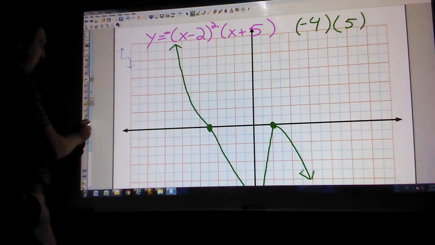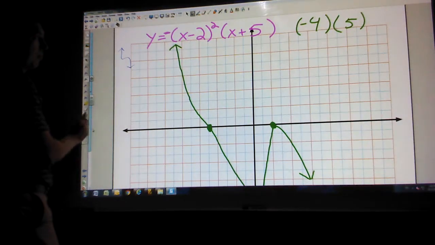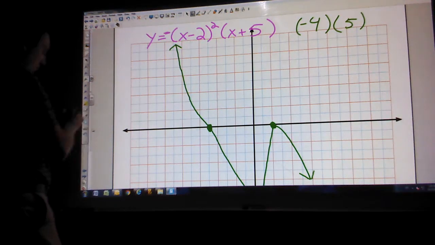So there is my sketch. Beautiful. Beautiful. One more example.